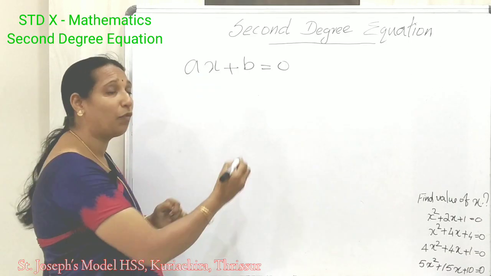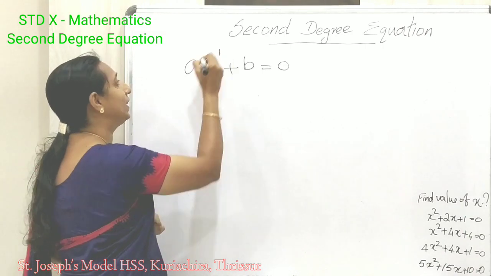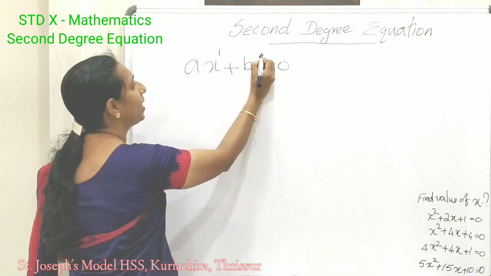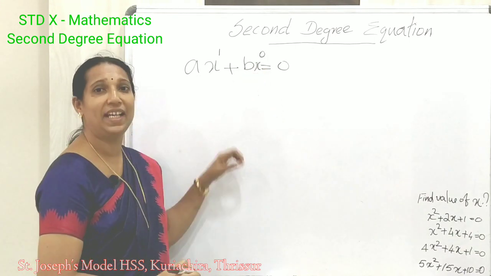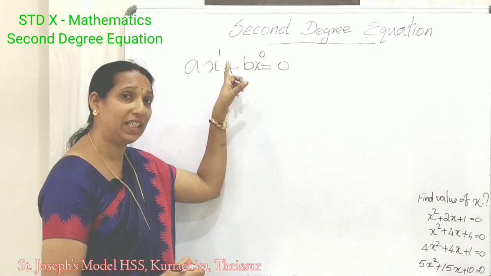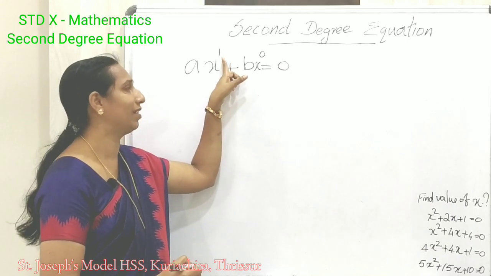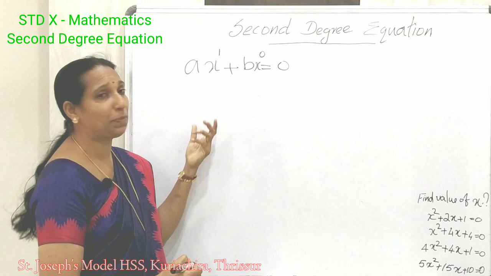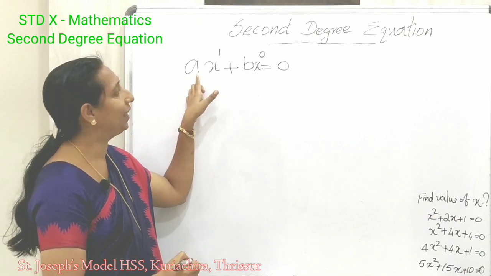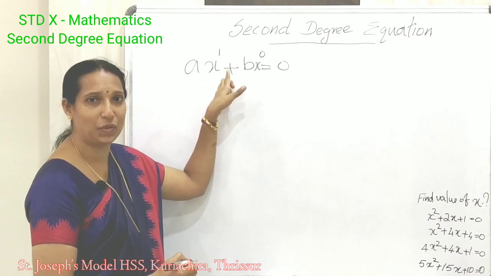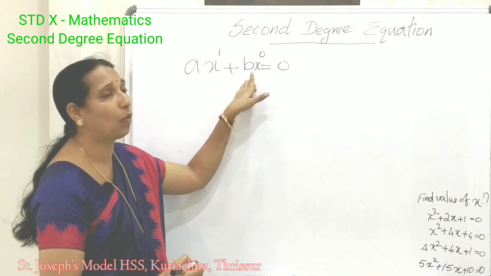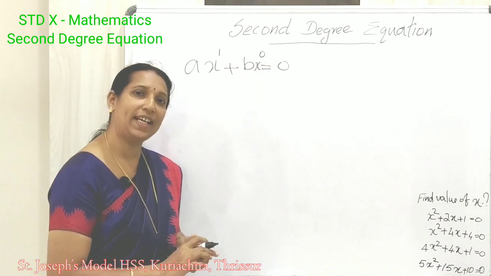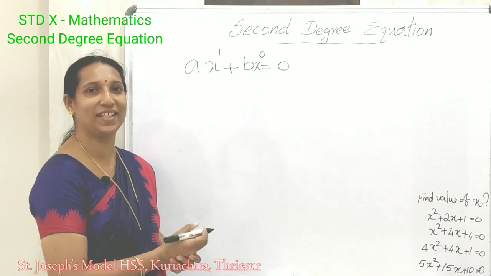What is the power of x? Power of x is equal to 1. What is the power of x here? x raised to 0. In this equation, which is the highest power of x? 1. So, it is a first degree equation. Other specialities are a be the coefficient of x raised to 1 and b be the coefficient of x raised to 0.